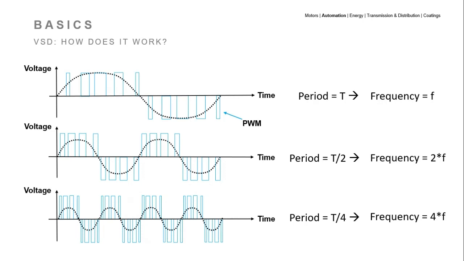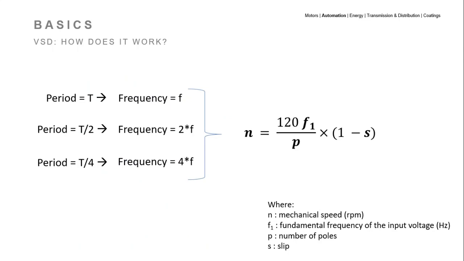By dividing the cycle length of the first graph by 2, the second curve has a frequency of 2f. By dividing again the cycle length by 2, the third curve's frequency is 4f. And these frequencies impact directly in the motor speed, as we can see in the motor speed formula. The higher the frequency, the higher the speed, as speed and frequency are directly proportional.